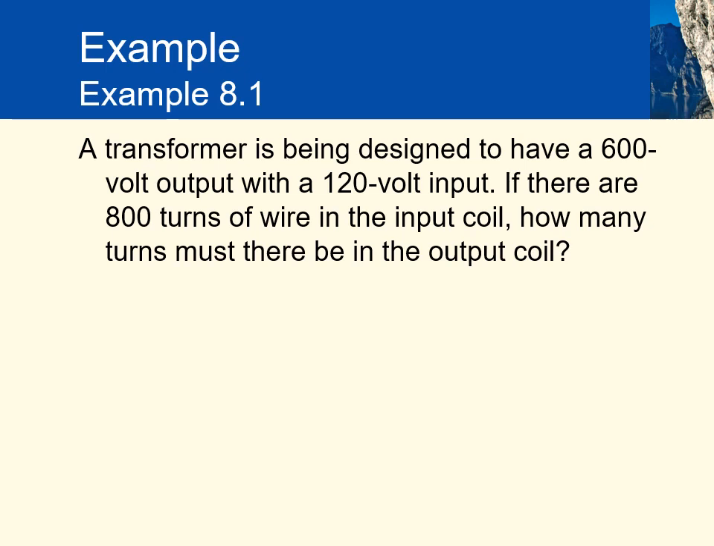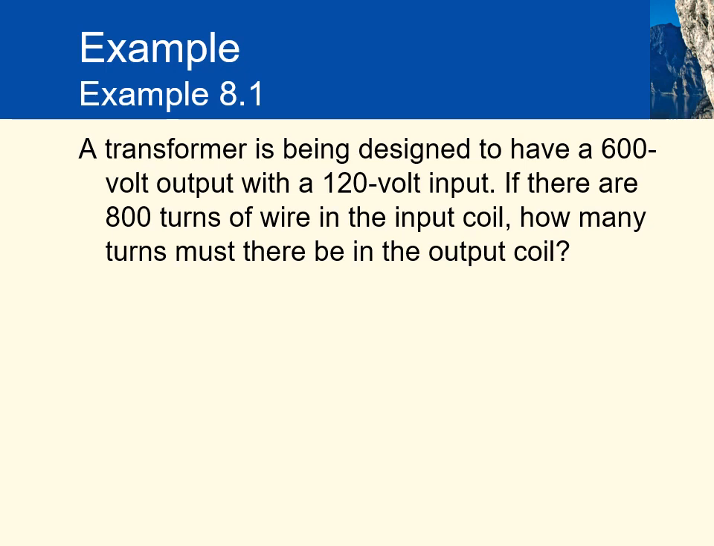Here is an example. A transformer is being designed to have a 600 volt output. So we have V out 600 with a 120 volt input. So V in is 120 volts. If there are 800 turns of wire in the input coil, so this is N in, the number of turns in the input coil, how many turns must there be in the output coil? Before we start solving this question, what type of transformer is this? Is it step up or step down? Since we are moving from 120 volts, the input coil, to 600 volts, the output coil, this is a step-up transformer. So we expect the answer, the number of turns, to be more than 800.